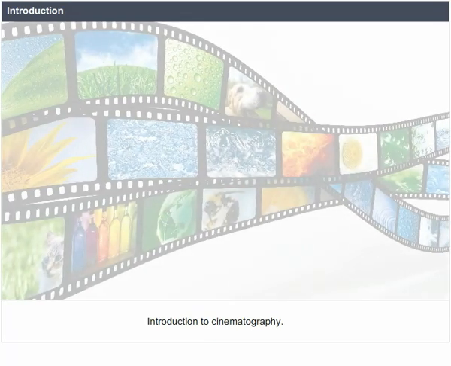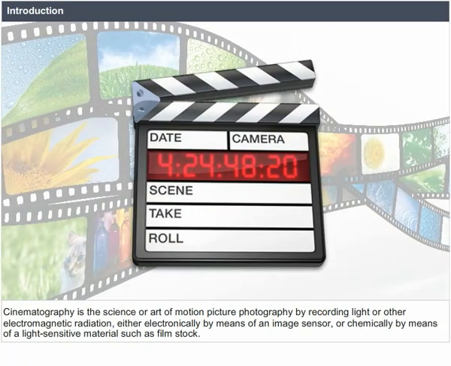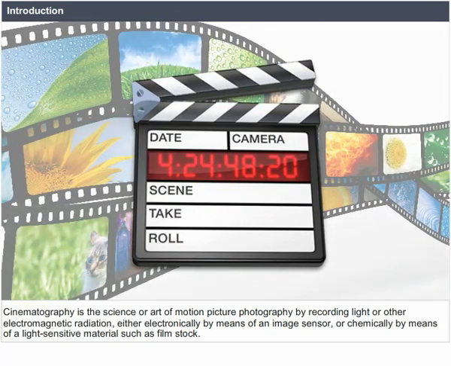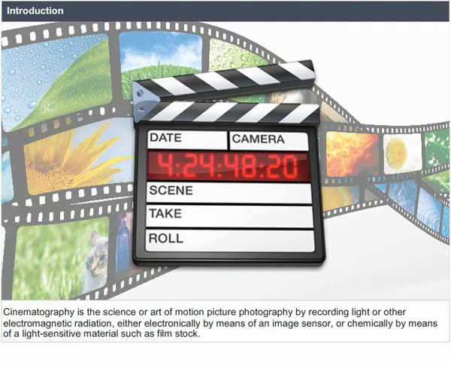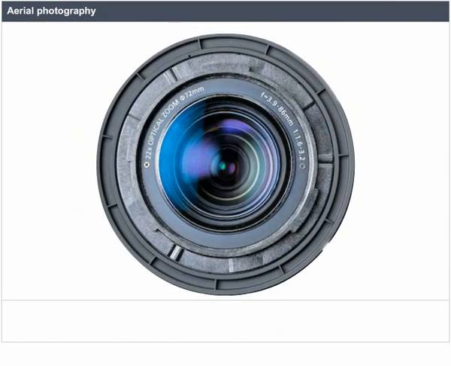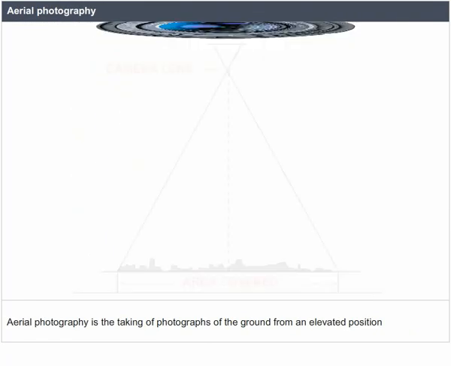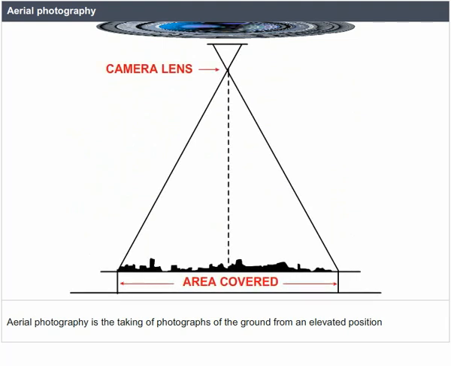Introduction to cinematography. Cinematography is the science or art of motion picture photography by recording light or other electromagnetic radiation, either electronically by means of an image sensor or chemically by means of a light-sensitive material such as film stock. Aerial photography. Aerial photography is the taking of photographs of the ground from an elevated position.